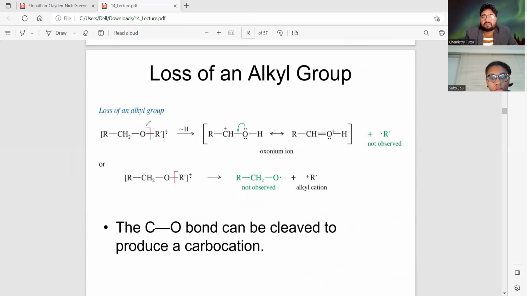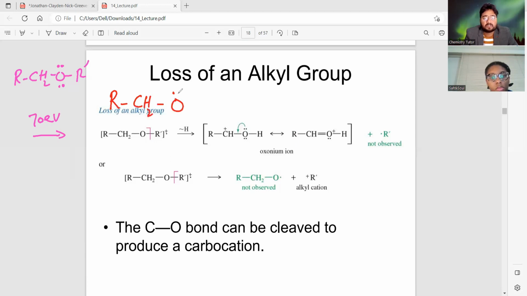How is this cleavage going to take place? Whenever we put the ether in the instrument, providing energy of 70 electron volt, what will happen? If this is your ether, CH2 oxygen, with the oxygen having a lone pair of electrons, and I apply 70 electron volt of energy, one of the electrons will be lost by this compound. As a result, we get this molecular cation, with one electron lost by the oxygen and a positive charge formed. This is the molecular ion peak, the first peak.